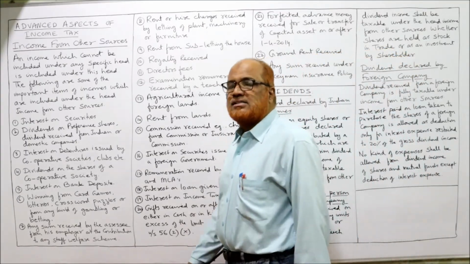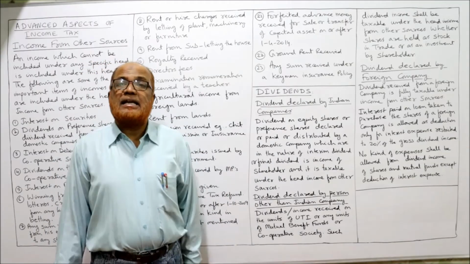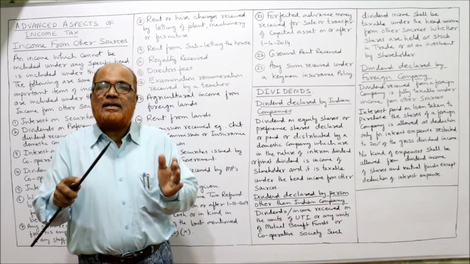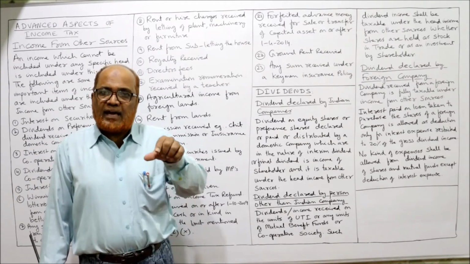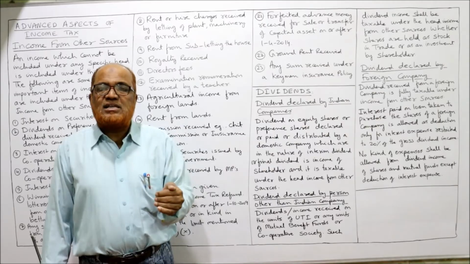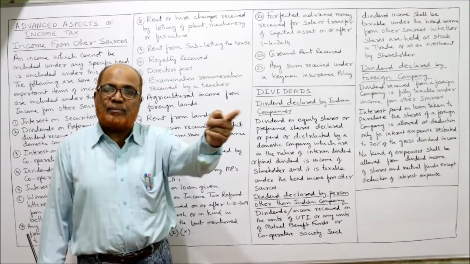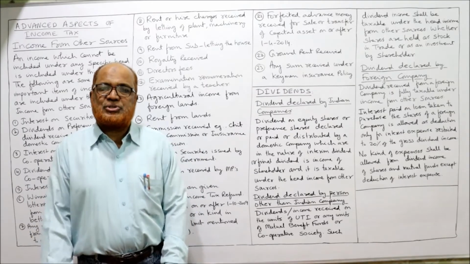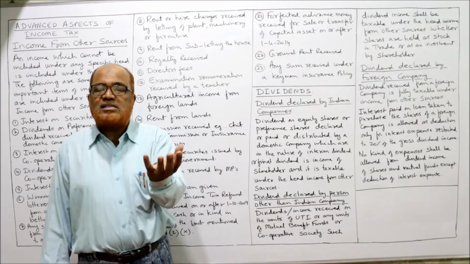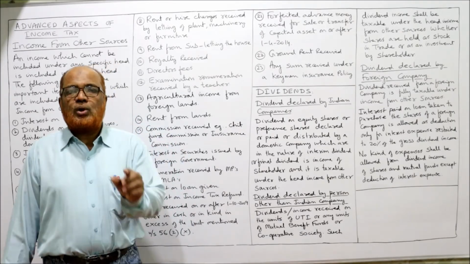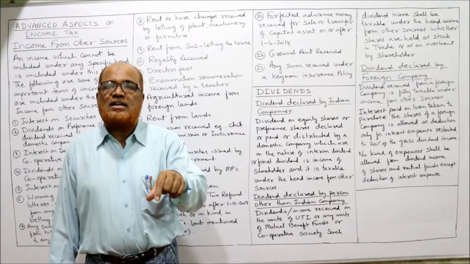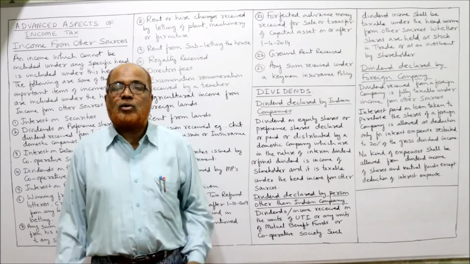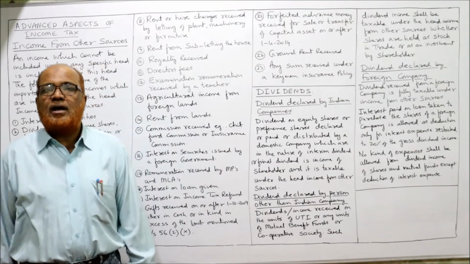Next is forfeited advance money received. Not in case of capital gain, sometimes a person will sell or transfer a capital asset. At the time of agreement, some advance money is received by the seller from the buyer. Later on, the buyer refuses or declines to purchase. In that case, the advance money given is forfeited. So if any advance money is forfeited by the seller in a transfer of asset, the forfeited amount is taxable under income from other sources.